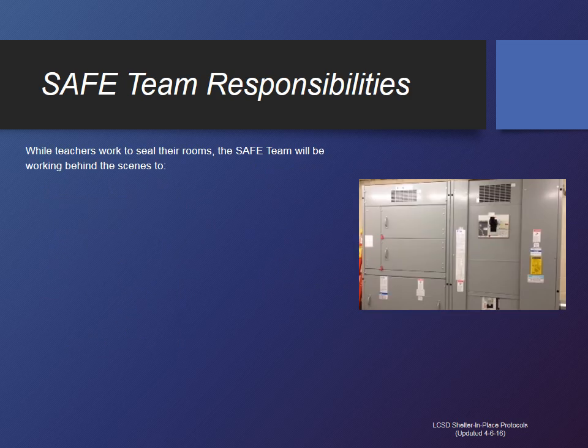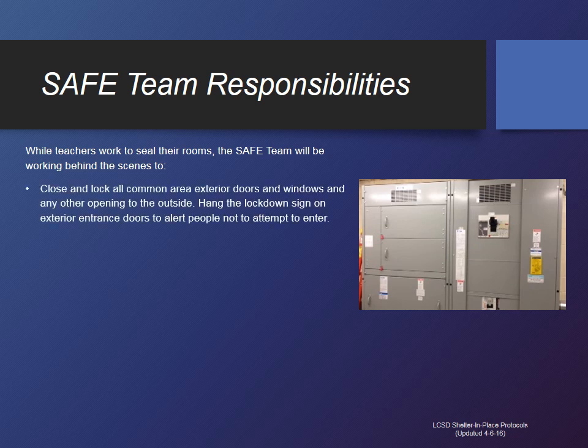While teachers work to seal their rooms, the SAFE team will be working behind the scenes to close and lock all common area exterior doors and windows and any other openings to the outside. Hang the lockdown sign on exterior entrance doors to alert people not to attempt to enter. After everyone is inside, press the lockdown button.